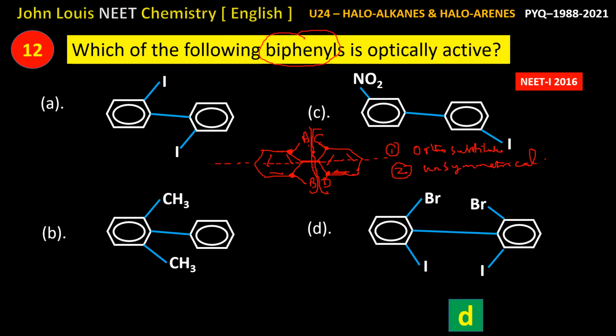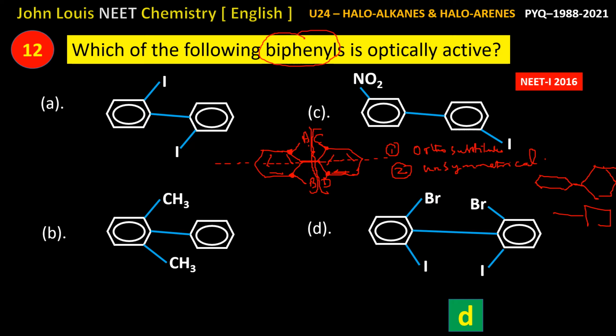Then how can it be optically active? If they are in the same plane, it may not be optically active. See here, both the benzene rings are ortho substituted. Therefore, when the big ortho groups are there together, there will be steric hindrance. In order to minimize that, one benzene ring will turn vertically. One benzene ring will be horizontal like this, and the other benzene ring will turn vertical like this. One will be along the plane and the other one will be vertical. They will be perpendicular to each other.